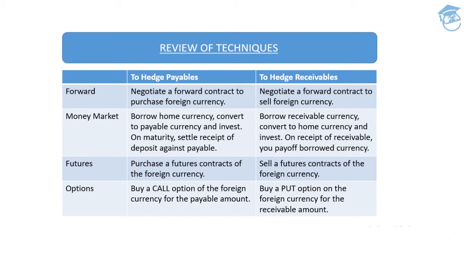In case of receivables, go into the market and buy a put option. Put option means selling option. You need to sell your foreign currency. So you're buying the right to sell your foreign currency for the receivable amount, because that will be the amount you'll be receiving from Mr. Ben 2 months down the line, and you need to surrender the same to the bank. So the best option is to buy a put option for the foreign currency for the receivable amount.